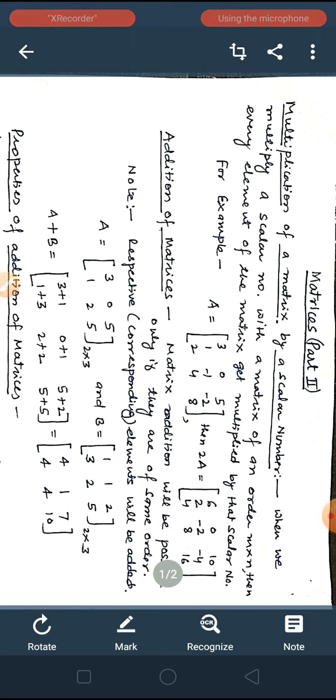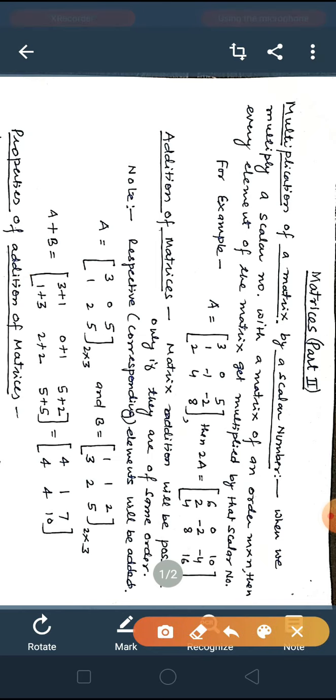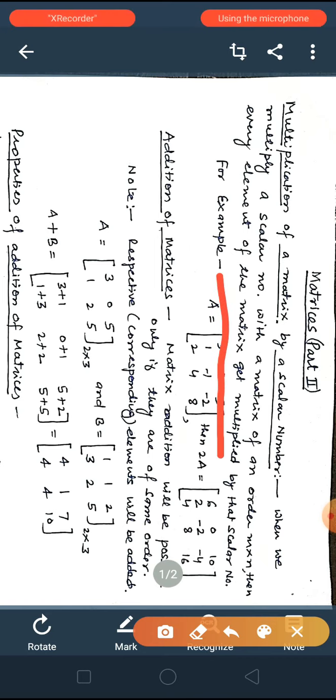When we multiply a scalar number with a matrix of order m cross n, then every element of the matrix gets multiplied by that scalar number. Means every element will be multiplied by this scalar number.